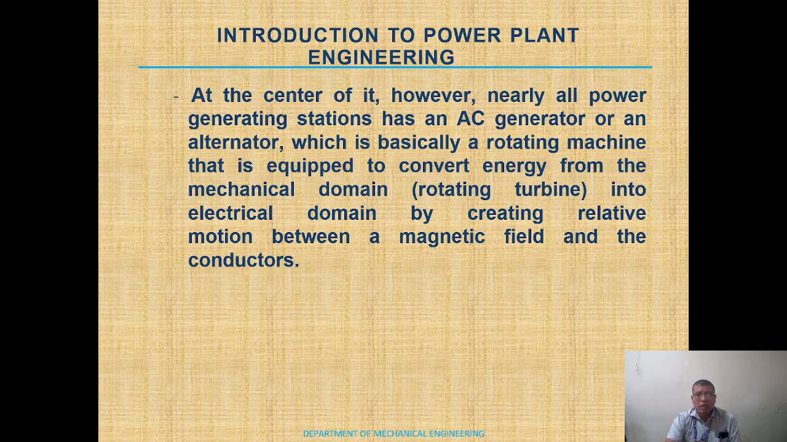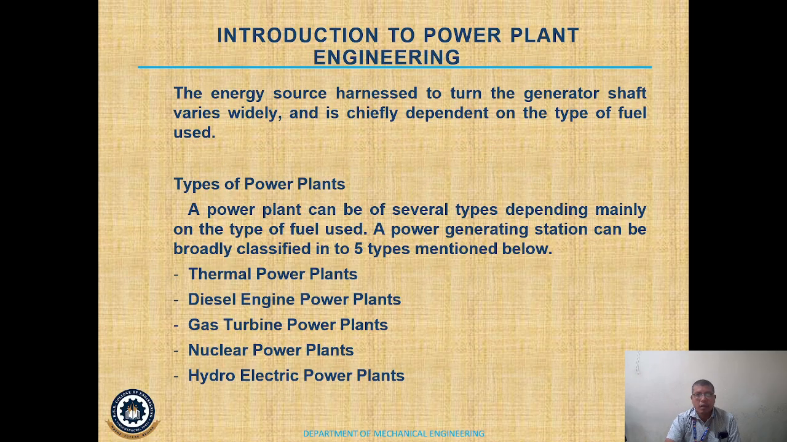At the center of it, however, nearly all power generating stations have an AC generator or an alternator, which is basically a rotating machine equipped to convert energy from the mechanical domain, that is the rotating turbine, into the electrical domain by creating relative motion between a magnetic field and the conductors. The energy source to the generator shaft varies widely and is chiefly dependent on the type of fuel used.